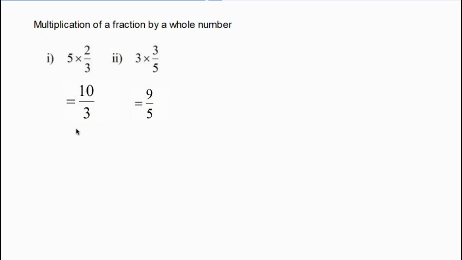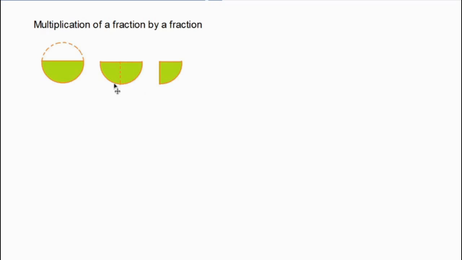But if we are going to multiply the fraction by another fraction, then it will be little different than multiplying by a whole number. So let's see how do we multiply a fraction by another fraction. So here I have a fraction which is half of a circle. So this half of a circle is taken again another half, then we get 1/4 of the circle. So if we represent this one in the form of fraction multiplication, then we can write this one as half of half, that is 1 by 2 into 1 by 2.